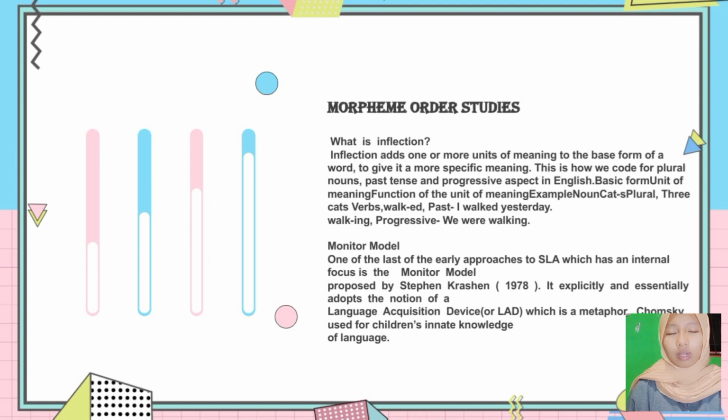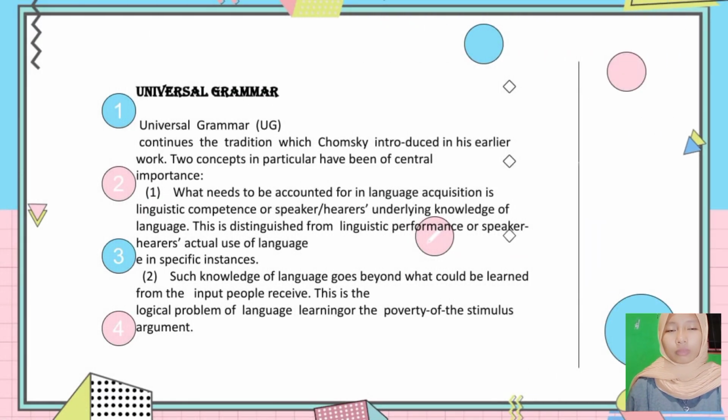Monitor model. How about we talk about the monitor model? One of the earliest models of SLA, which has an internal focus, is the monitor model. Proposed by Stephen Krashen in 1978, it explicitly adopts the notion of a language acquisition device. And for the next, about universal grammar.